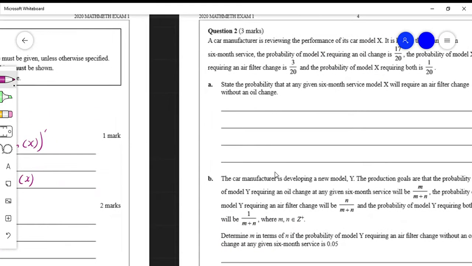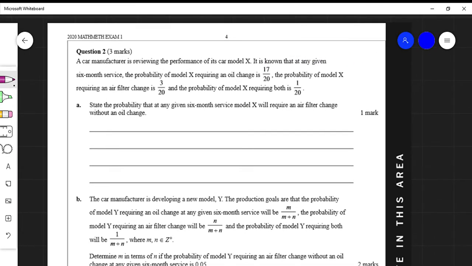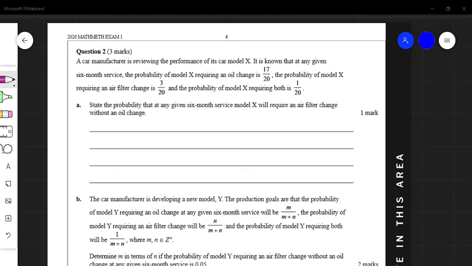Starting off with a couple easy ones here. They'll get harder. So, question 2. A car manufacturer is reviewing performance of its car Model X for any given 6-month service. The probability of Model X needing an oil change is 17 on 20, the probability of Model X requiring an air filter change is 3 on 20, and needing both is 1 on 20. So we're trying to find the probability that in any given 6-month service Model X will require an air filter change without an oil change. So you can use any probability rule you like.